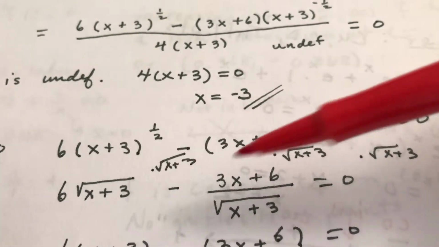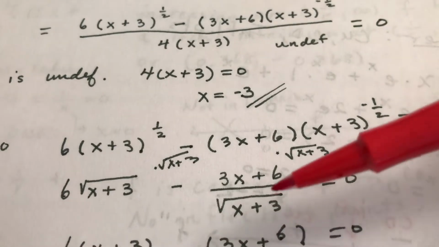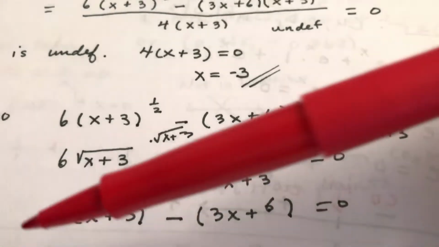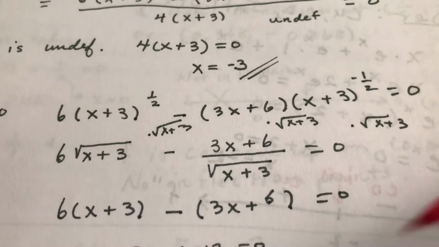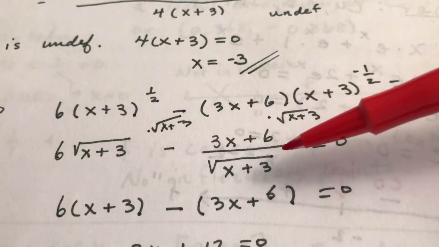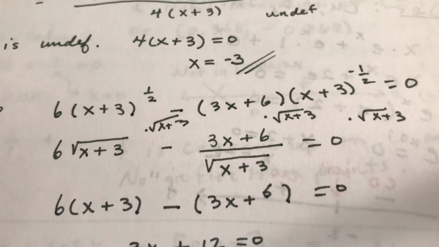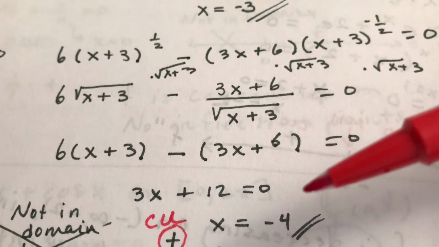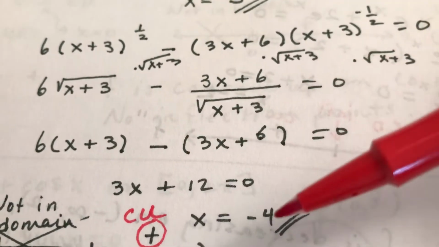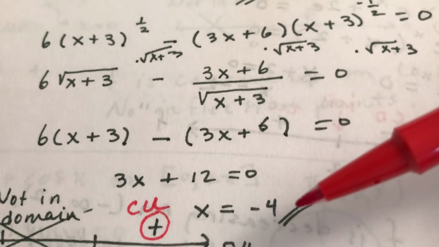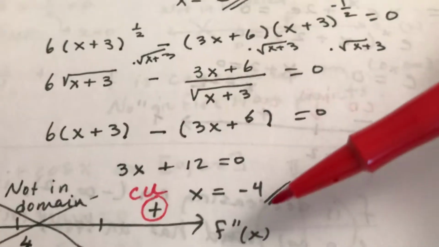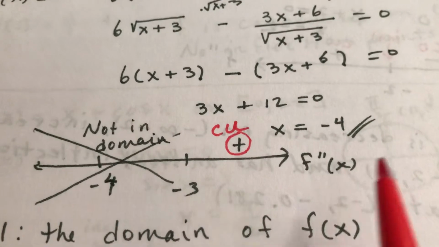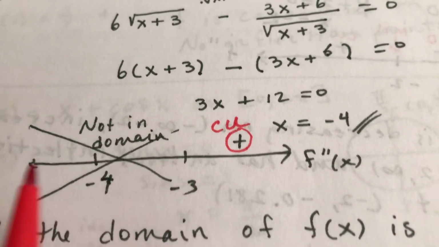And now I'm going to multiply through by this denominator, and that'll give me 6 parentheses x plus 3 minus, this underline makes sure that I have that in parentheses, and I get 3x plus 12 equals 0, and that gives me x equals negative 4. So I have two critical values, negative 3 and negative 4. Now on this one, remember that the negative 4 is not in the domain.